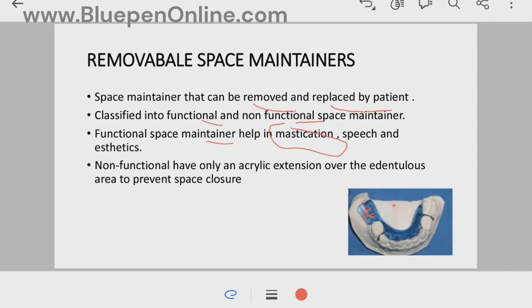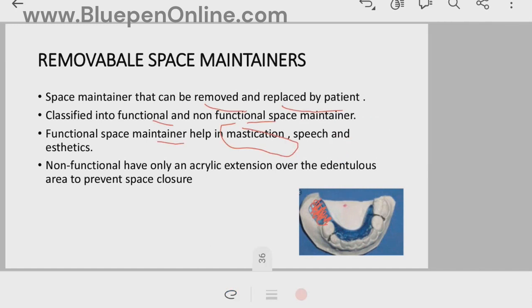They will not have any teeth over it. This is just the acrylic extension, and the only purpose is to close the space. If there is a tooth over this acrylic plate, that means they are used as a functional one, for mastication. Then comes the functional removable space maintainer.